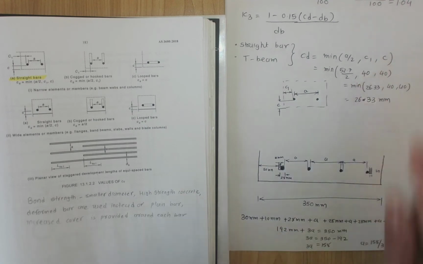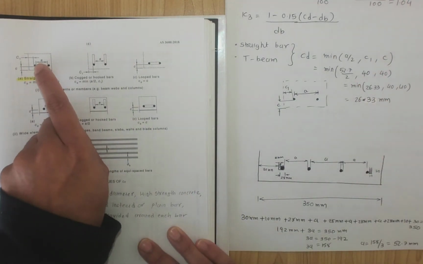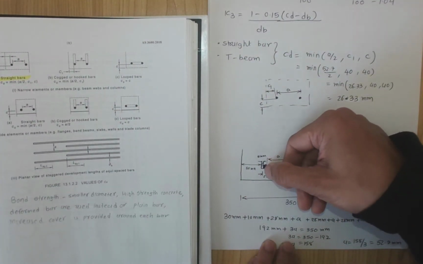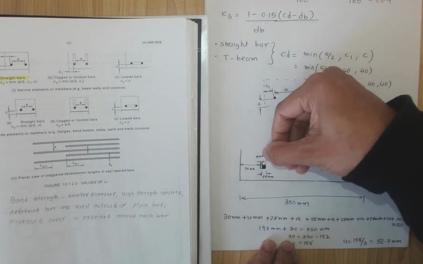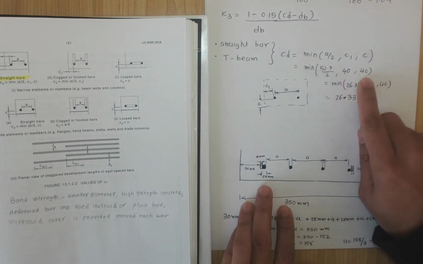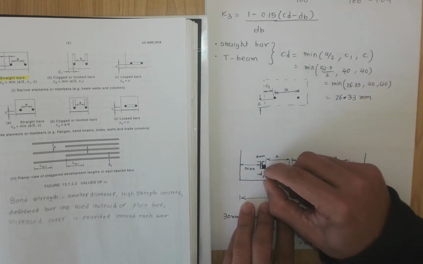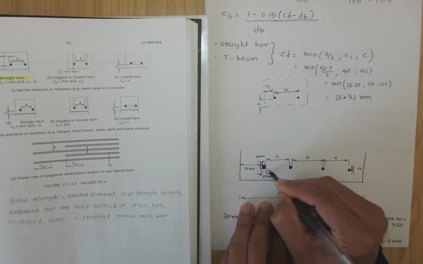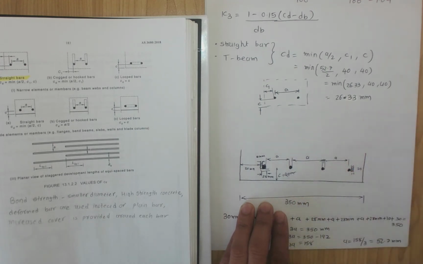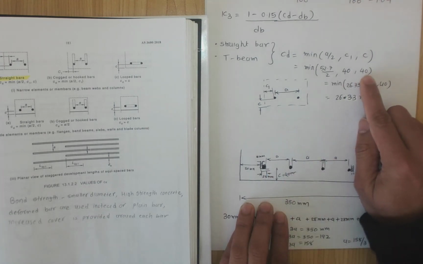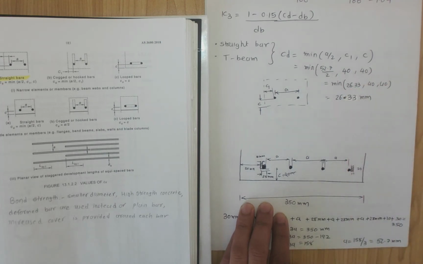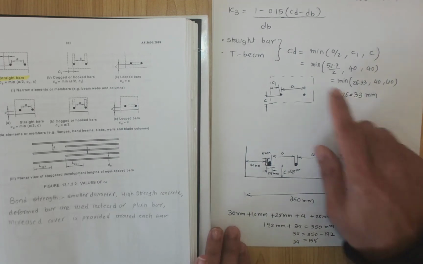Now C1. If you look at the figure, C1 is the distance from the face of the reinforcement to the edge. Over here C1 can be taken as this concrete cover 30 plus 10 stirrup diameter, so we have 40. And C is this distance, because the stirrups also go along this side. So this C will also be taken as 40 millimeters. As you can see here, we have 30 cover plus 10 stirrup, so C equal to 40. If I just simplify, that will give us 26.33 millimeters. Now that is the CD.